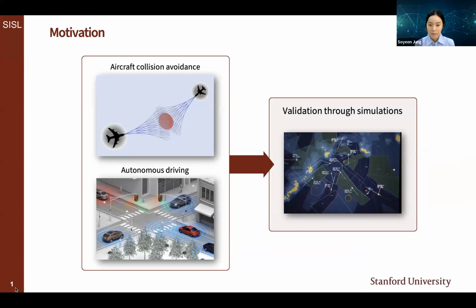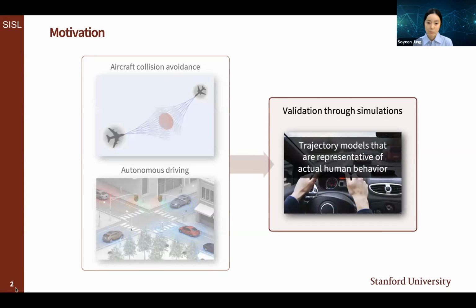Many traffic-related systems, including aircraft collision avoidance and autonomous driving, are required to go through in-depth risk assessment in order to comply with the strict safety standards. For these safety-critical systems, validation in the real world can be expensive and hazardous. Instead, validation through simulations is widely used as it allows us to test a wide spectrum of scenarios without the risk of death or injury. To build effective simulations, it is important to have trajectory models that are representative of actual human behavior.